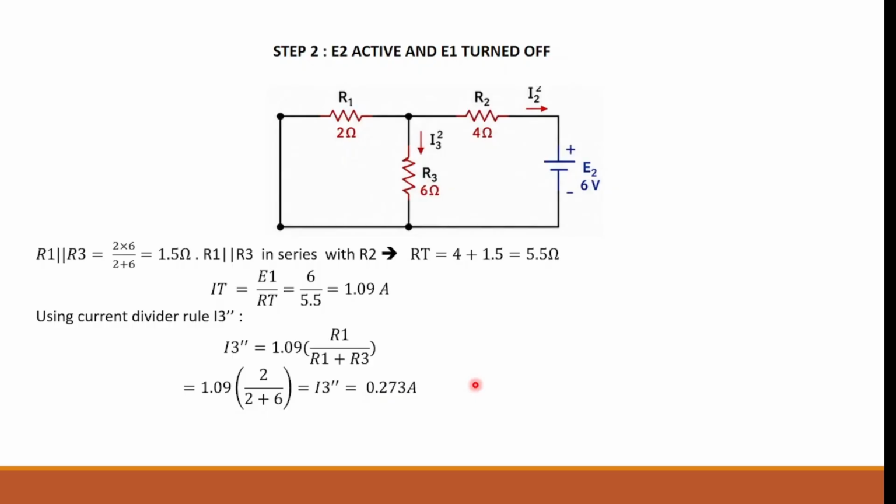Now, in order for us to have the total current I3, we need to take the algebraic sum of both contributions, the contribution of voltage source E1 and the contribution of voltage source E2. When we do that, I3 is equal to I3 prime plus I3 prime prime, which is equal to 1.08 plus 0.273. We're going to have a total of 1.353 amperes, and that is the total current flowing through the resistor R3.